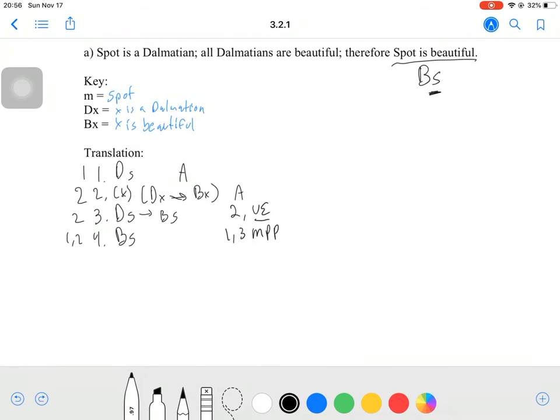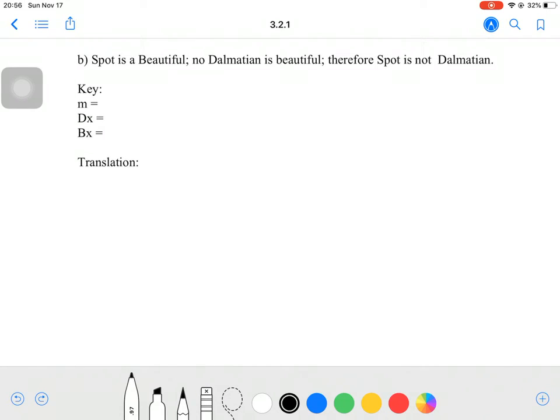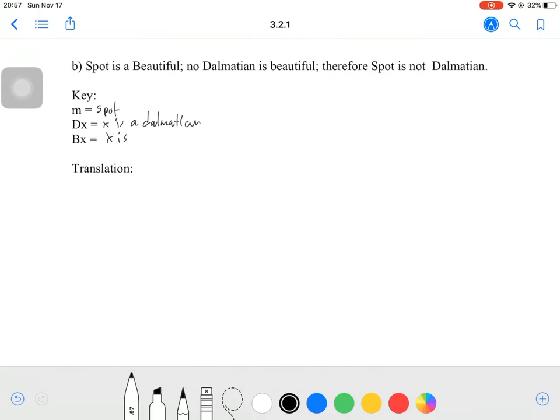Let's keep going. So again, we have Spot is beautiful. Let M be spot. Let Dx be x is a Dalmatian. Let Bx be x is beautiful. Now our premises, however, are a little bit different than what we had the first time. We again have Spot, but this time we're talking about Spot being beautiful. And then we have no Dalmatian is beautiful.